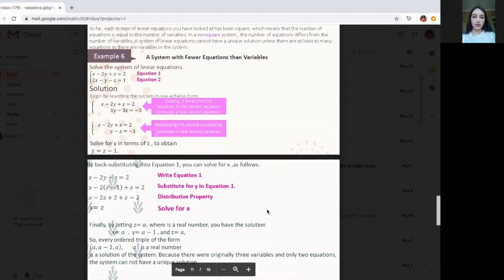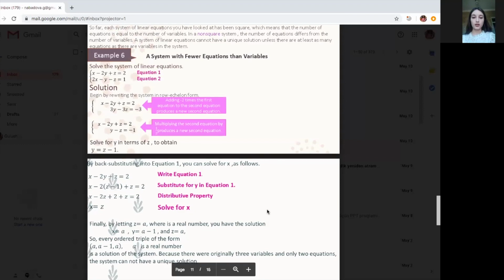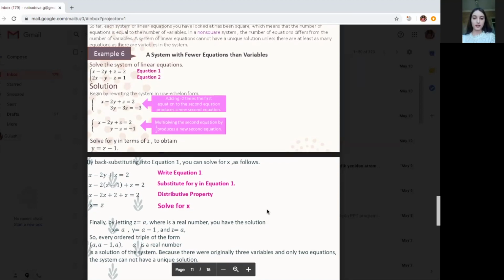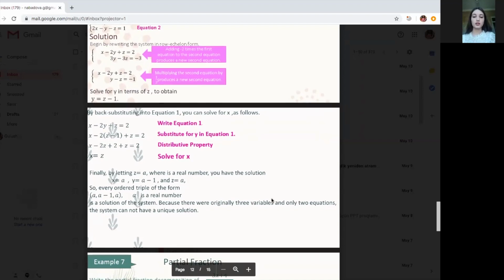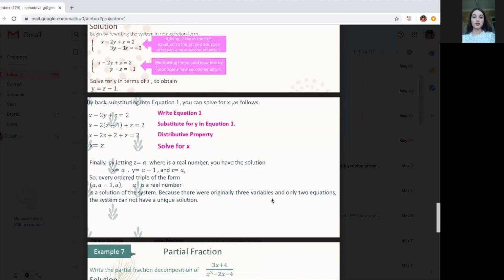Look at how to solve the system of linear equations. Adding minus 2 times the first equation to the second equation produces a new second equation. Then multiplying the second equation by 1 divided by 3 produces a new second equation. Solve for y in terms of z to obtain y equals z minus 1.